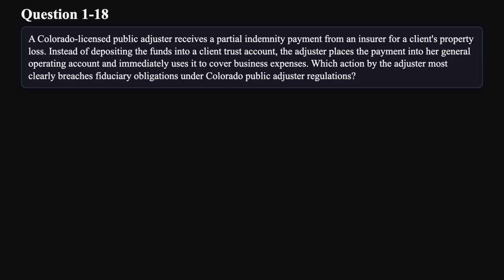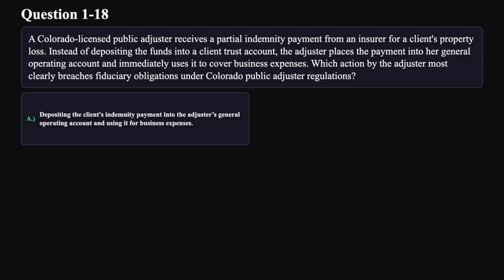Question 18. A Colorado licensed public adjuster receives a partial indemnity payment from an insurer for a client's property loss. Instead of depositing the funds into a client trust account, the adjuster places the payment into her general operating account and immediately uses it to cover business expenses. Which action by the adjuster most clearly breaches fiduciary obligations under Colorado public adjuster regulations?